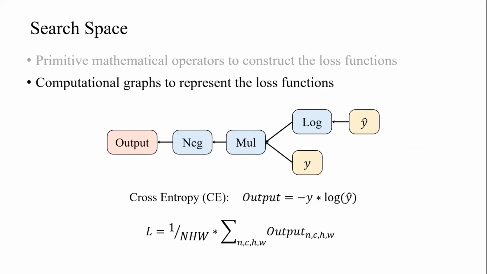The loss functions are represented by computational graphs, with each node selecting from the input, output, and the candidate primitive operators. This graph is an illustration of the cross-entropy loss function. The inputs of the loss functions are the network predictions and ground truth labels. As you can see, the commonly utilized cross-entropy loss function can be represented in this computational graph by these primitive operators in this way.